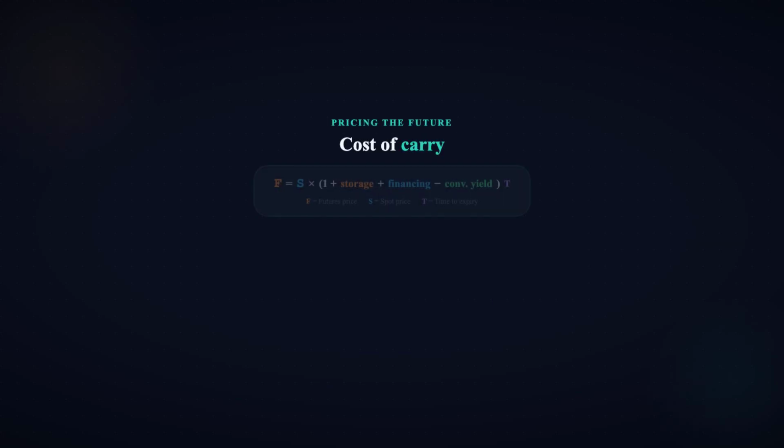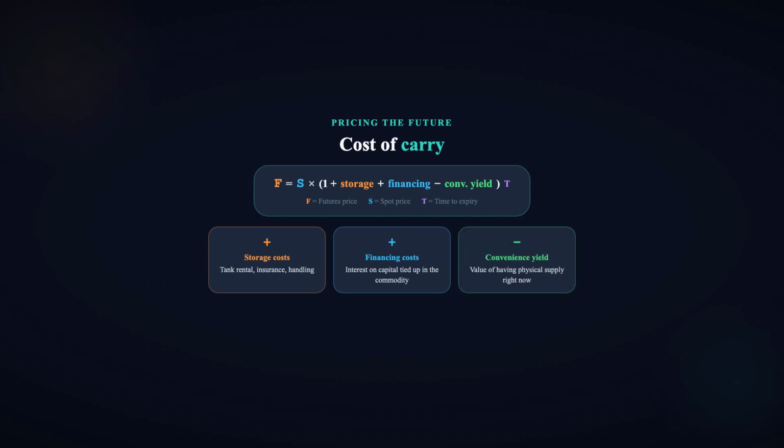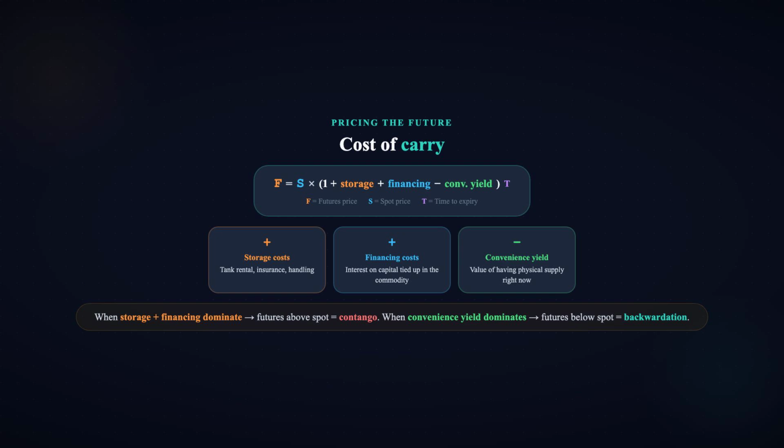Why do futures prices differ from spot prices? Because holding a commodity costs money. If you buy oil today and store it for 6 months, you pay for the oil itself, the financing cost of tying up cash, storage, and insurance. In exchange, you might earn a convenience yield, the value of actually having the physical commodity on hand when you need it urgently. The formula: futures price equals spot price, multiplied by 1 plus storage costs plus financing costs, minus convenience yield, raised to the holding period.